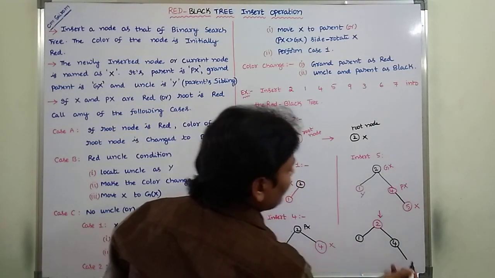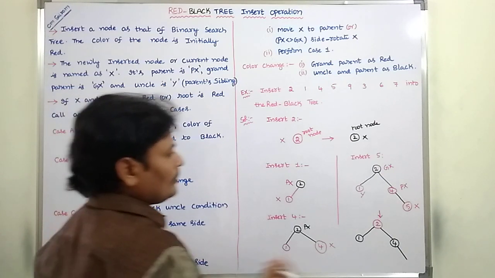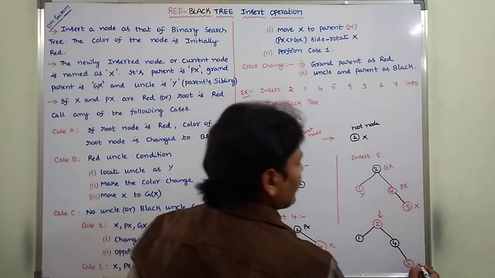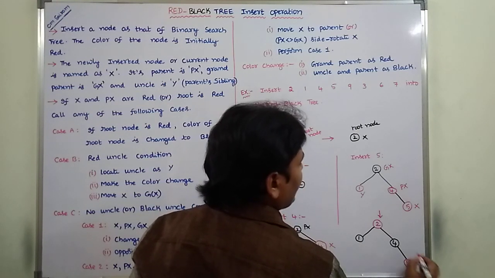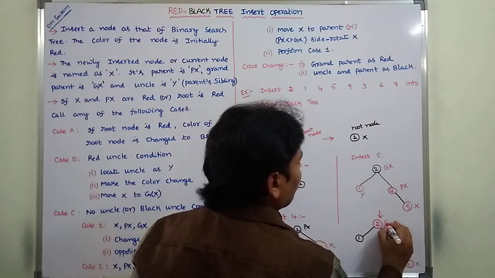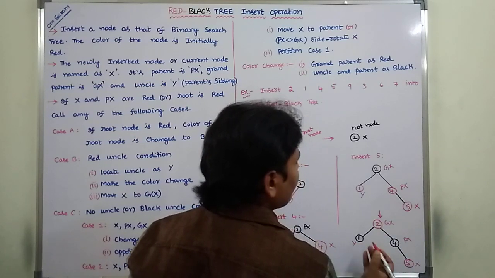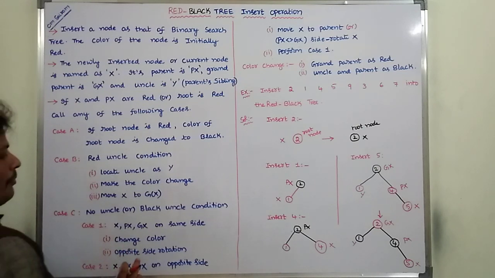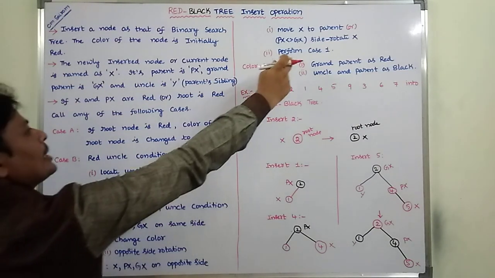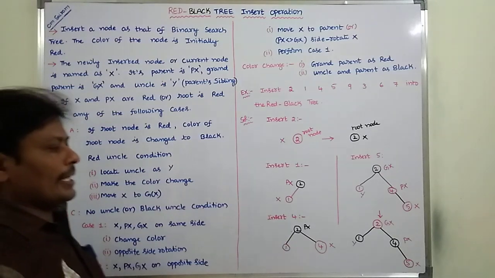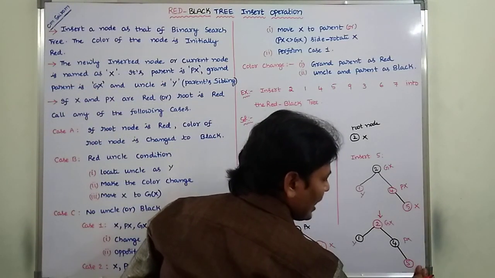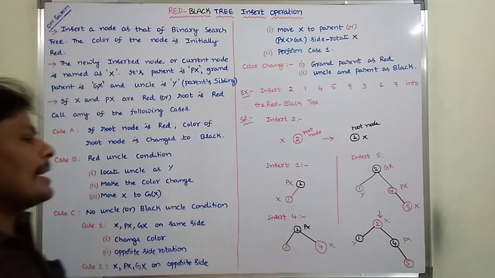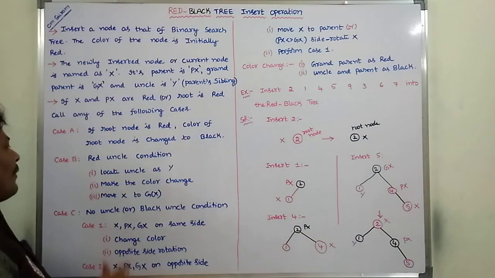Next one is node 5. So node 5 is this one. This is x, this is px, this is gx, and this is y. Next step, after making the color change, these two steps are for moving x to gx. So now this x can be moved to gx. This is the step after performing case B.